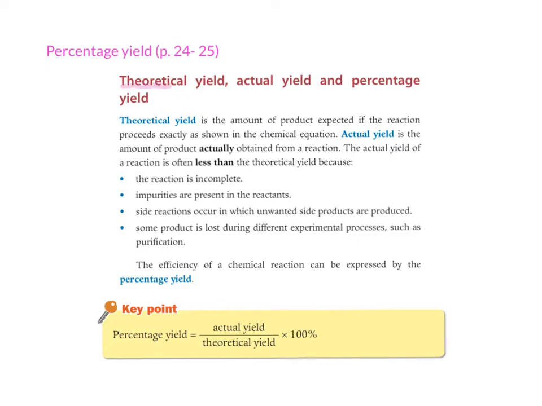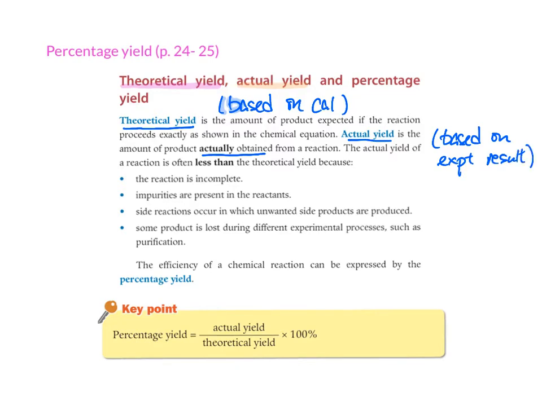First, you have to know what is theoretical yield. Next, we're going to talk about the actual yield. Theoretical yield is the amount of product we expected from the reaction. Normally, this is based on calculation. Before we do the experiment, we will calculate how much product we expect from it. So that is called theoretical yield. But the actual yield is something that we really obtain through the experiments. So actual yield is based on the experimental result.